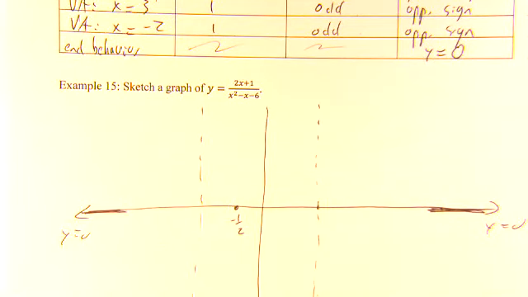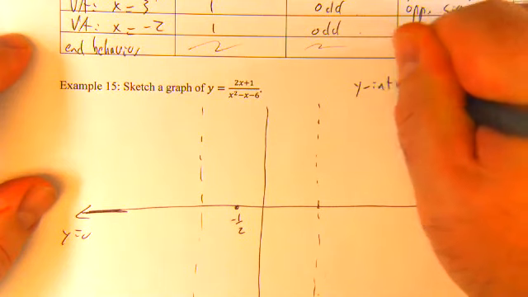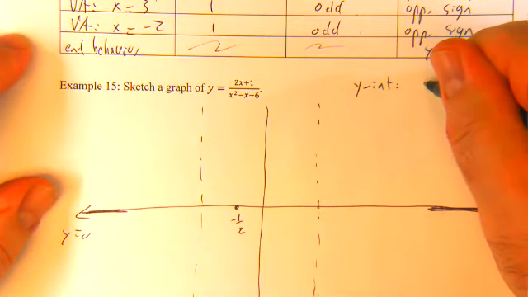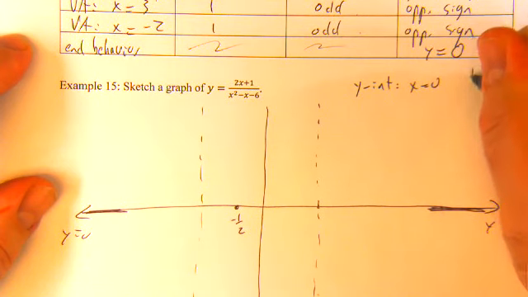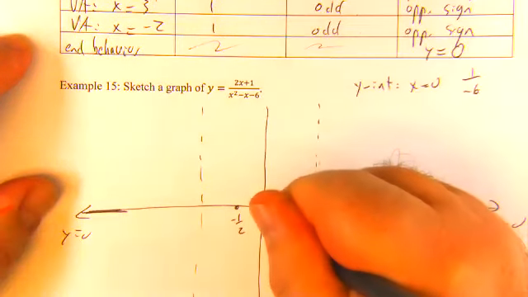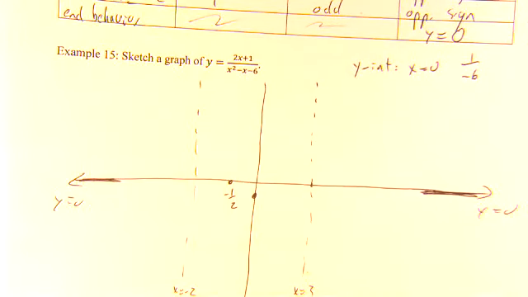To get our graph started, just calculate the y-intercept. Set x equal to 0, and that gives me 1 over minus 6. So there's my y-intercept. Great.